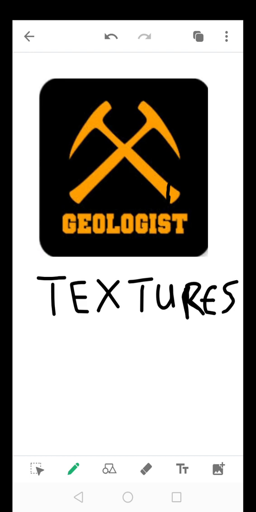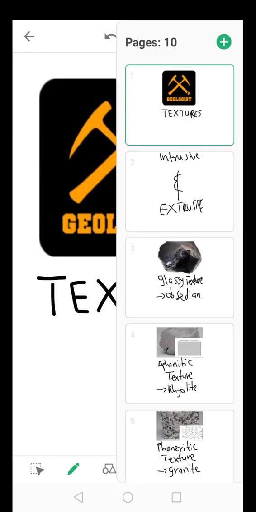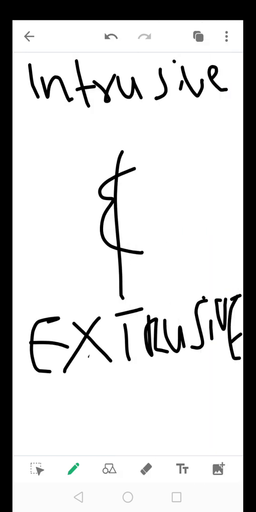Today I'm going to be taking you through the igneous textures. And we know, as geologists, we tend to classify the igneous rocks in terms of their mode of formation, their colors, their textures, and even their composition. So one of the classifications of the igneous rocks is their mode of formation. That is to say, we're talking about the intrusive and the extrusive.